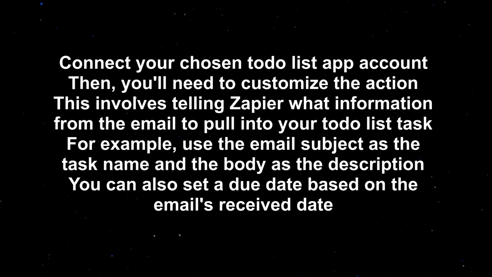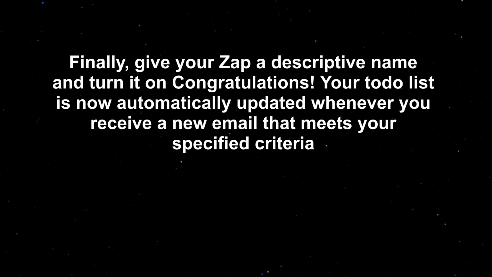This involves telling Zapier what information from the email to pull into your to-do list task. For example, use the email subject as the task name and the body as the description. You can also set a due date based on the email's received date. Finally, give your Zap a descriptive name and turn it on.